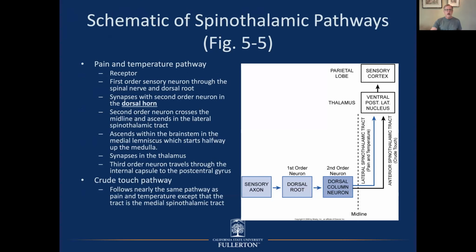All right. So looking first at the spinal thalamic pathways for pain and temperature sensations. This is an illustration from your book, figure 5.5. What they are showing is highly schematized. In other words, it doesn't look like the real anatomy, but it reflects the real anatomy and traces the pathway basically from a receptor up to the sensory cortex.